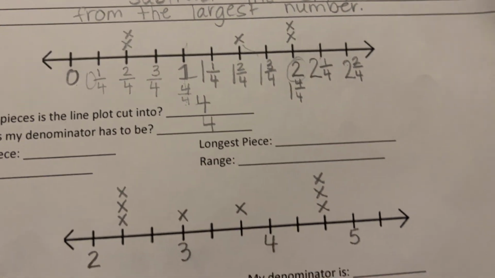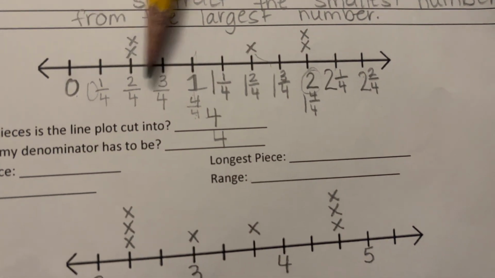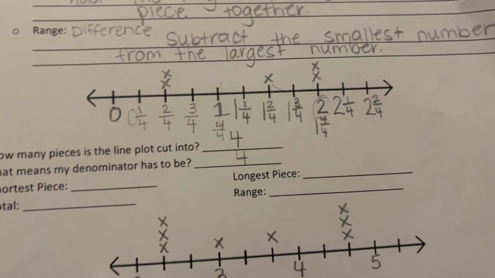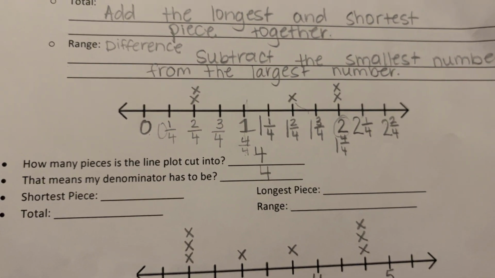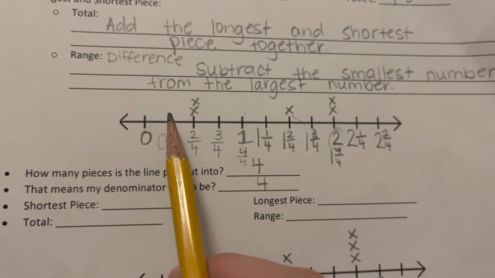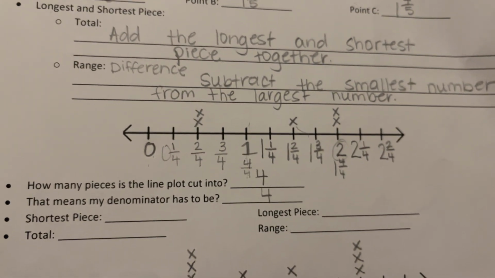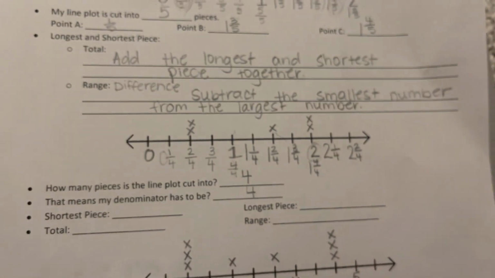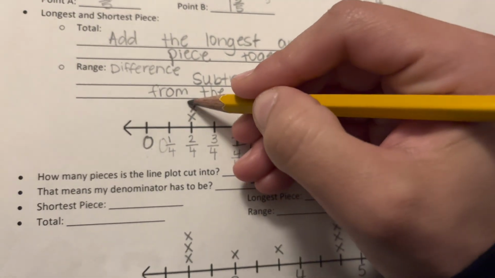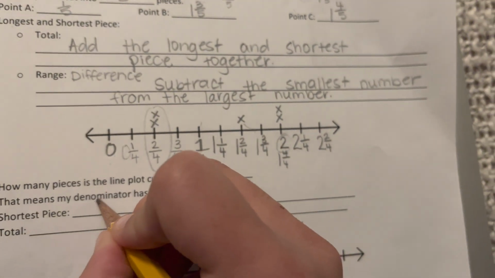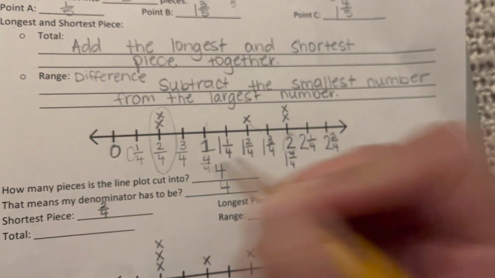For right now, can you please make sure that you've labeled the line plot correctly? I'm asking, what is the shortest piece? It's not just this or 0. It's where there's actual data, either an X or a dot. But the smallest number that I have that has X's there is 2/4. That means my shortest piece is at 2/4.